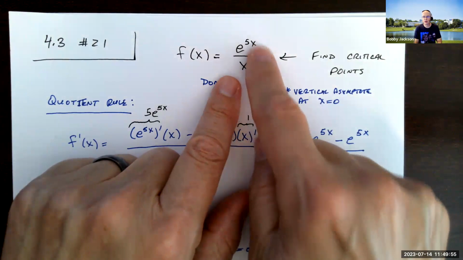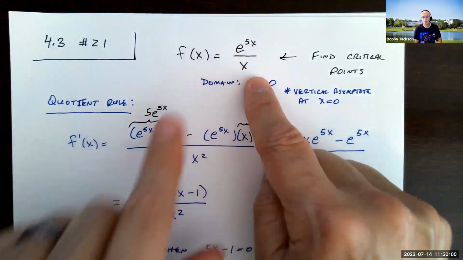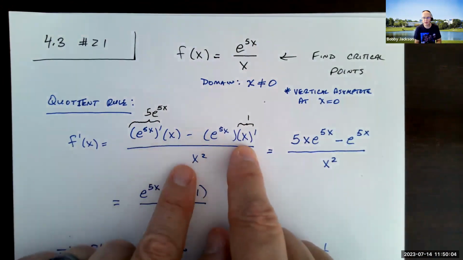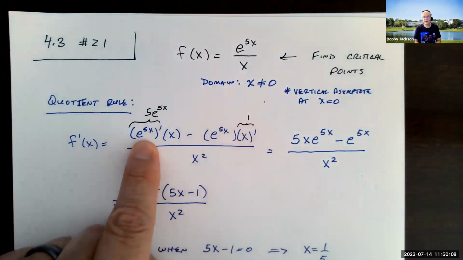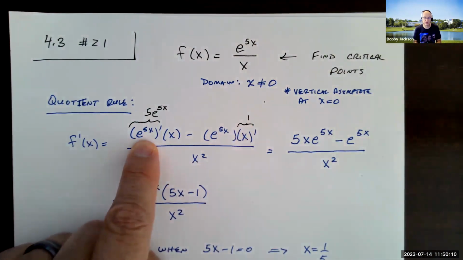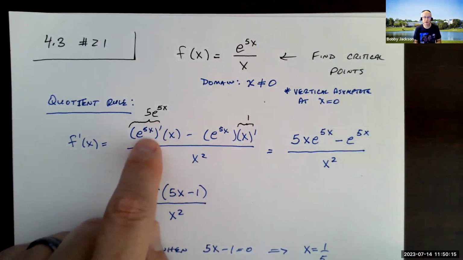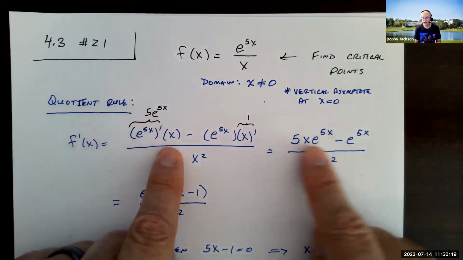And so notice this is a quotient. And so I'm going to use the quotient rule. Take the derivative of the top times the bottom minus the top times the derivative of the bottom over the bottom squared. Derivative of x we know is 1. E to the 5x derivative is by the chain rule, right? Derivative of the outer function is e to the u or e to the 5x times the derivative of the inner function 5x is 5. So when I multiply that out, I get this expression.